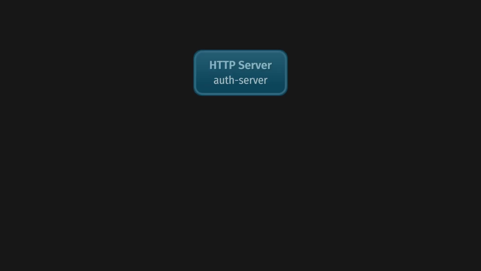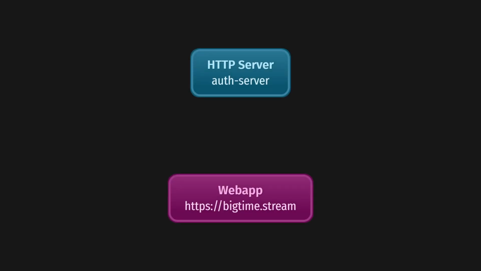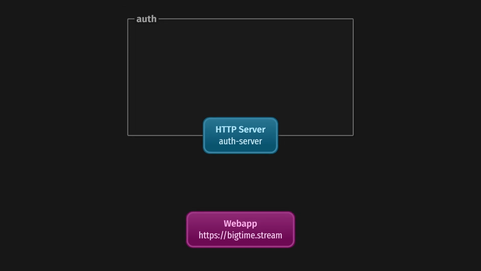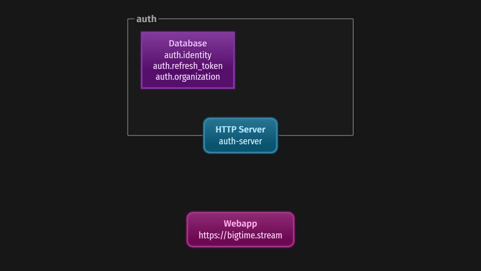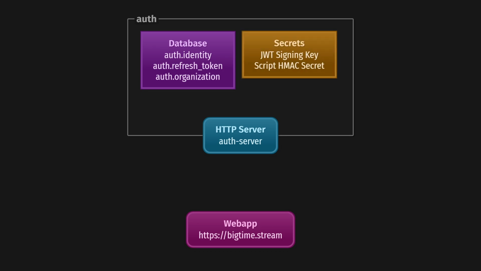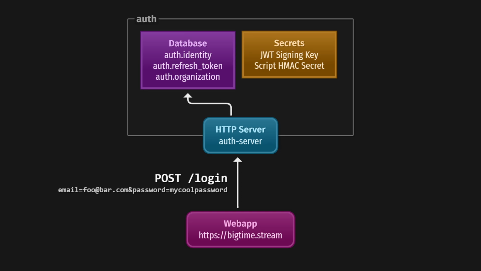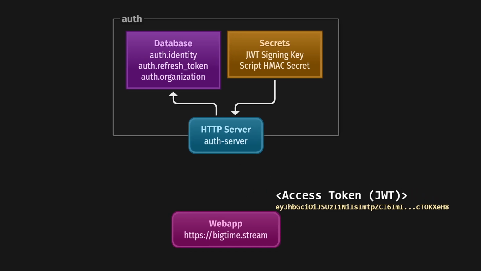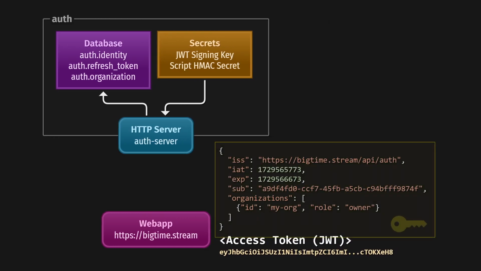We've seen that we have an HTTP server that handles auth-related requests from the web app. That server is part of the auth service. We also have some data that's internal to the service itself, a database where we store information about users and organizations. And we have a set of cryptographic secrets. When the server gets a login request from the web app, it checks the database to verify the user's credentials, and then it issues an access token that's signed with our secret key, proving that the access token comes from the auth service. The token that comes back to the web app is a JWT, which contains information about what the user is allowed to access.